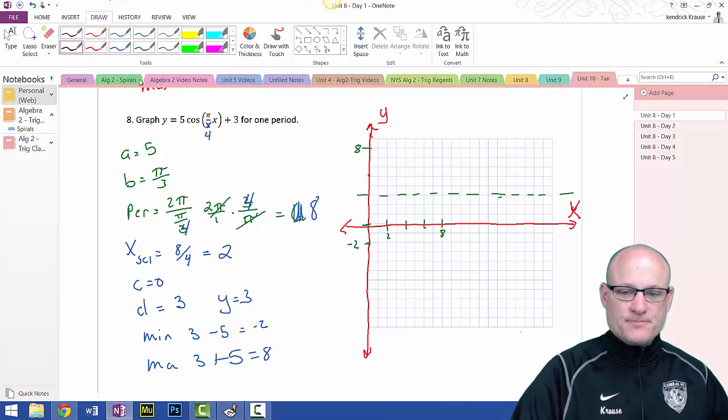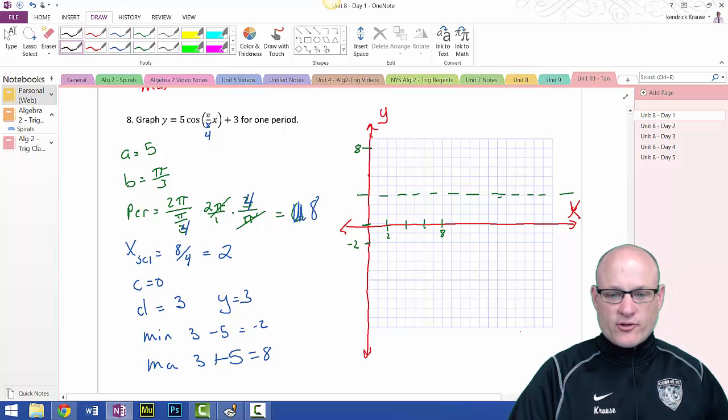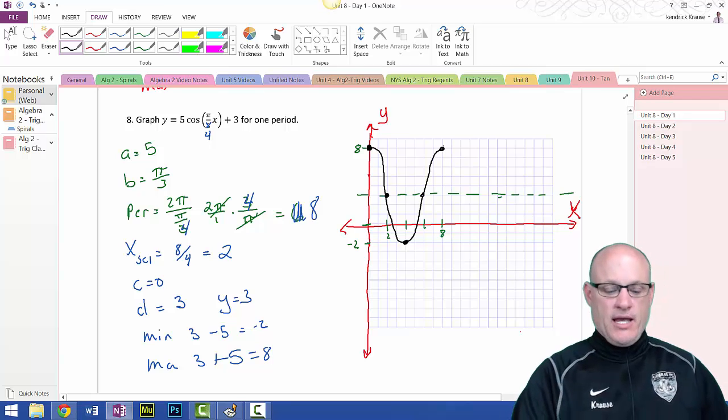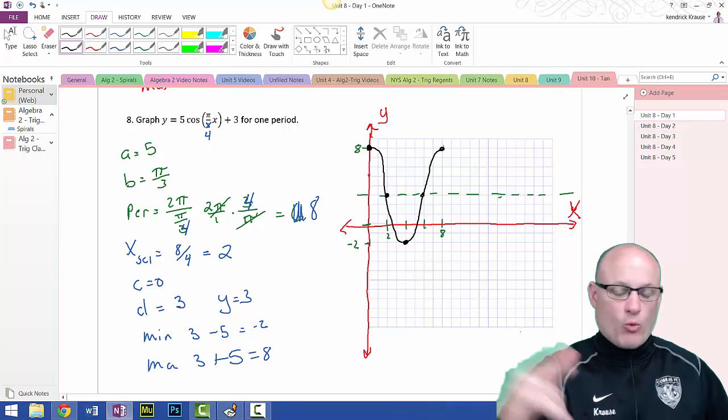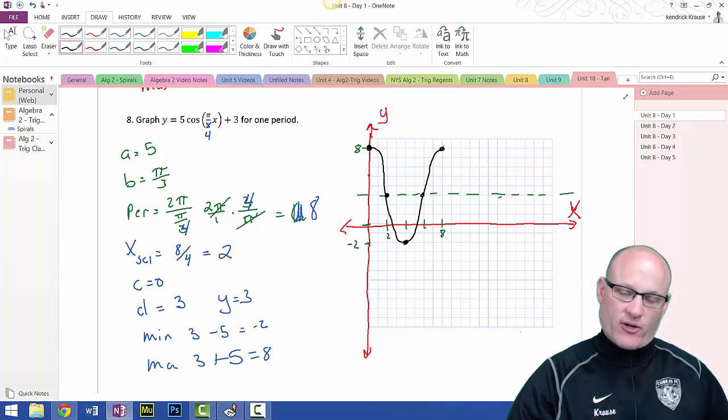Now let's graph in black. A cosine curve starts at its maximum and it ends at its maximum. In between, it's at a minimum. In between those are the zeros. There it is. And my kids, that's it for day 1. Graphing the weird functions and a couple of strange functions at the end there.